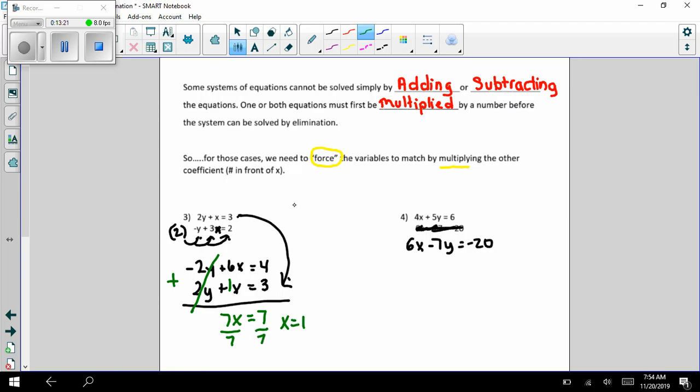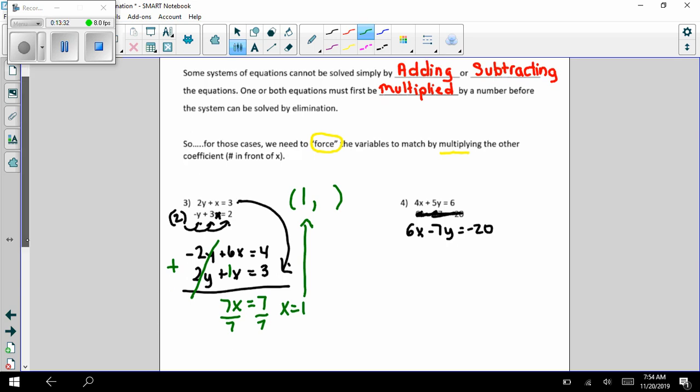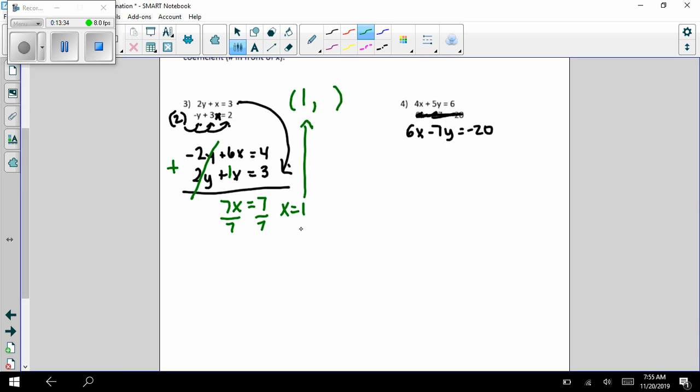So I've just found part of my system. Remember, the x comes first, and I'm going to leave a spot for my y. So now I'm going to substitute in what I just found, the x, into either of the equations. Again, do what looks easier for you. The first original equation looks easiest for me because x is all by itself. So I'm going to choose the first equation.